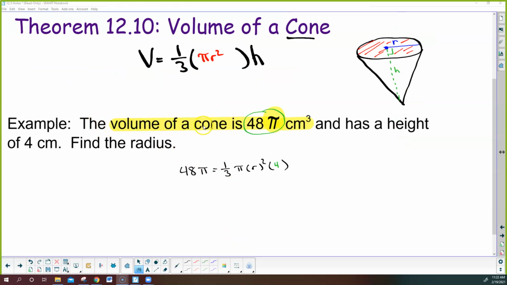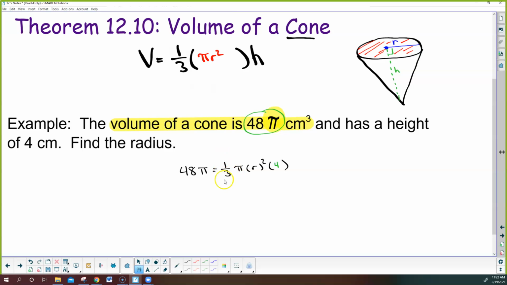Okay, so we have the volume of a cone is 48 pi, and that has to equal 1/3 the area of the base times the height. Well, we know the height is 4. I don't know the radius, but I know that the formula pi r squared is part of the area of the base. So now the question is how do we approach this? There's more than one way to solve this. This is what I did.